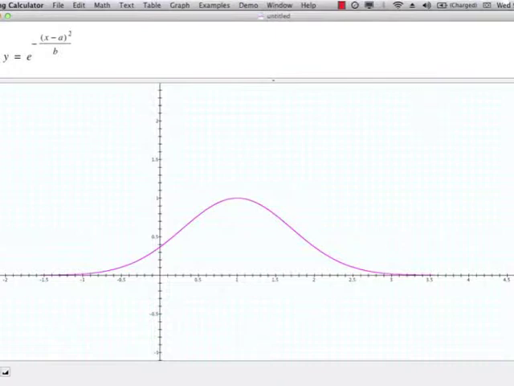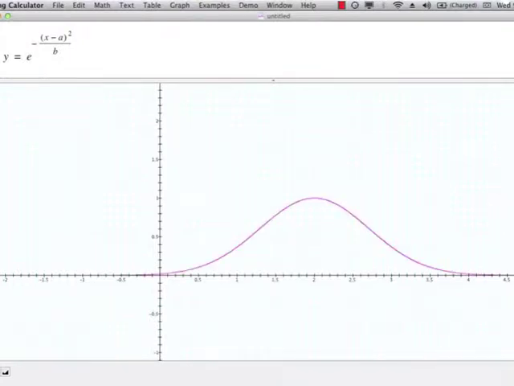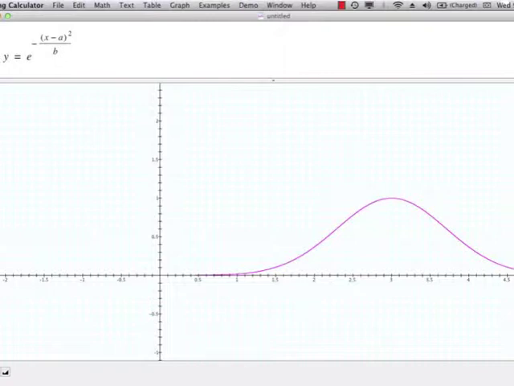So over here, in a font probably too small for you guys to see on the YouTube video, I can change what a and b are equal to. So right now a equals 1. So the question you should ask yourself is, what's going to happen if I change a to 2? Well, it moves the center point from 1 to 2. If I change it to 3, it moves it over to 3. So a gives us our horizontal shift.